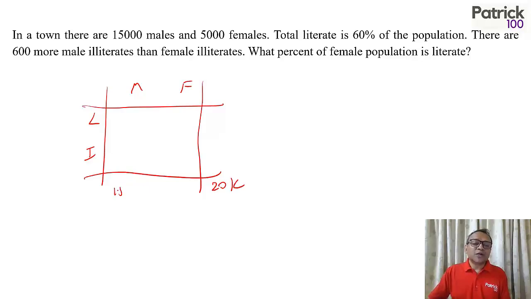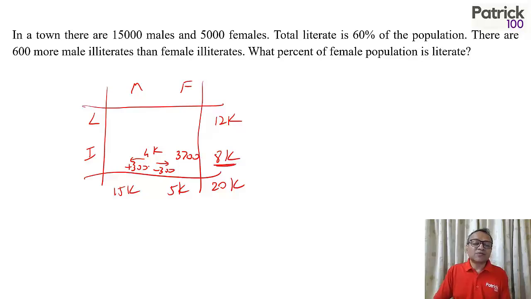You know there are 15,000 males and 5,000 females. Literate population is 60%, that is 12,000. So 8,000 will be illiterate. There are 600 more male illiterates than female. The average is 4,000, so with 600 more, this will be plus 300 and this will become minus 300. So that means the female illiterate will be 3,700.